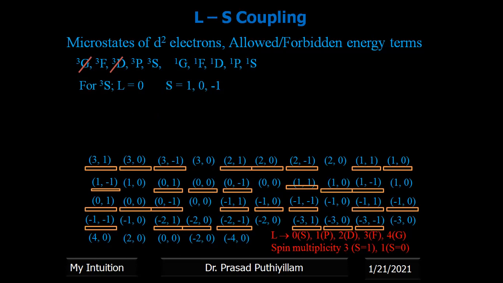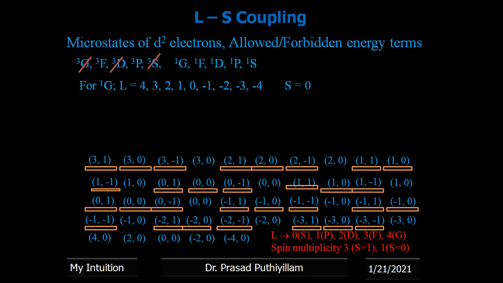Then we'll go for triplet S state. L value is 0, because S represents L equal to 0. 0 means only 0 is there, but it is a triplet state, that is spin multiplicity is 3, so S values are 1, 0, minus 1. So 0 1, 0 0, 0 minus 1. The first possible value itself is 0 1. That 0 1 is not vacant, the microstate is not there, therefore it is a forbidden value, it is not allowed, therefore triplet S is also not allowed. Then we go for the singlet terms.